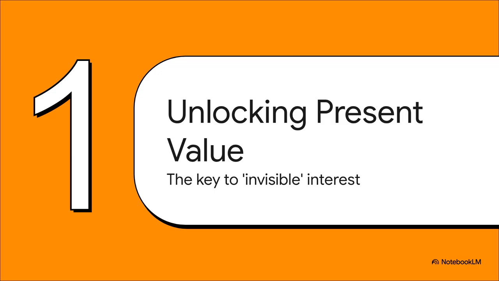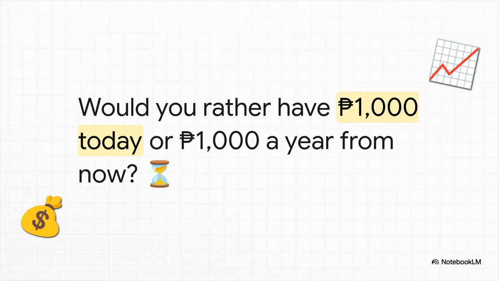To solve this mystery, we need to grab our master key. And in accounting, that key is a huge concept called present value. This is what lets us see the invisible interest and understand the real story behind the numbers. It all boils down to a super simple idea.